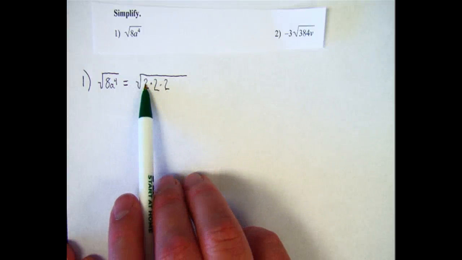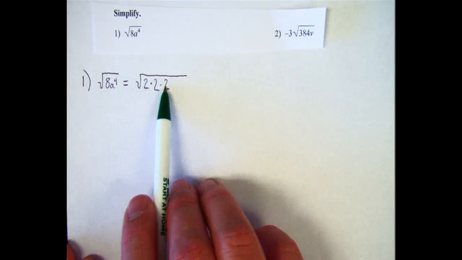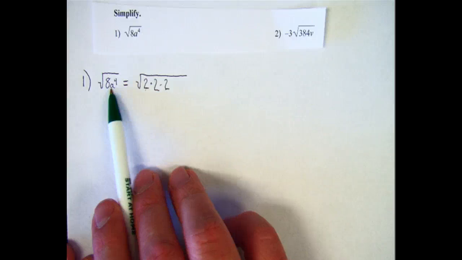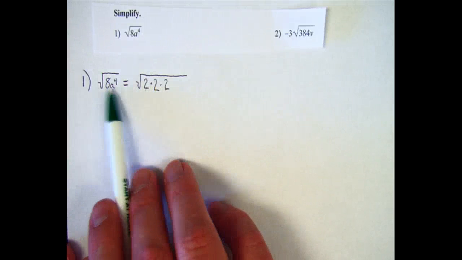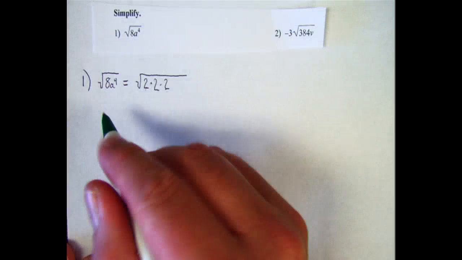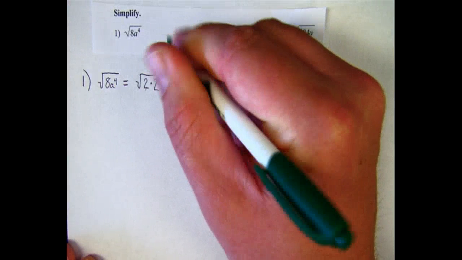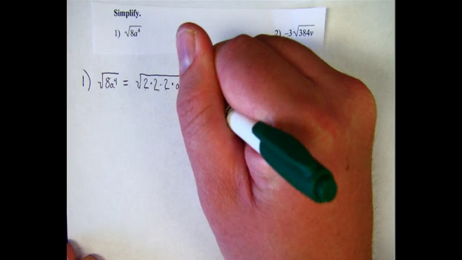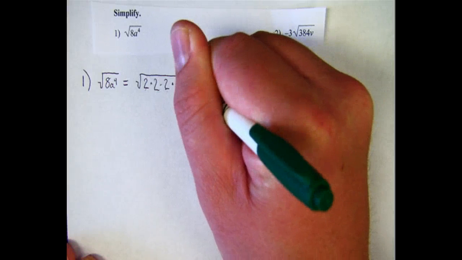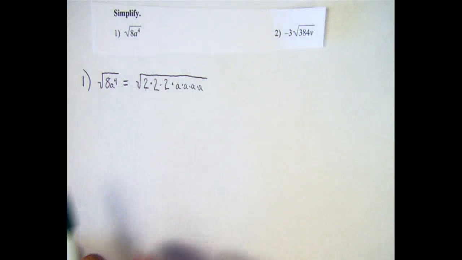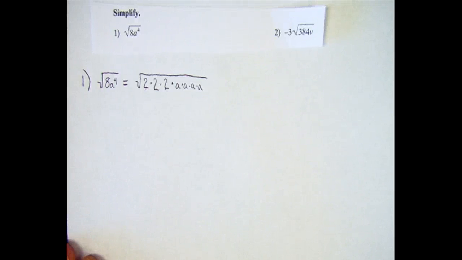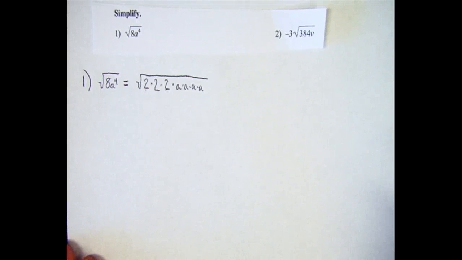A nice way to check if you've done that right is to take all those and multiply them together, and it should give you that. 2 times 2 times 2 is indeed 8, so that's correct. And then a to the 4th is a times a times a times a. That 4 just means we're multiplying a by itself 4 times. And so we end up with that.